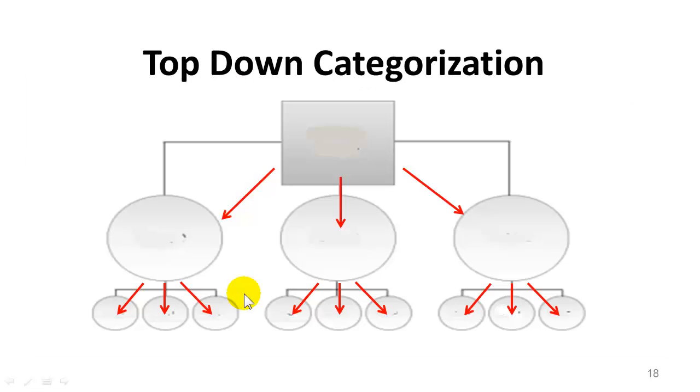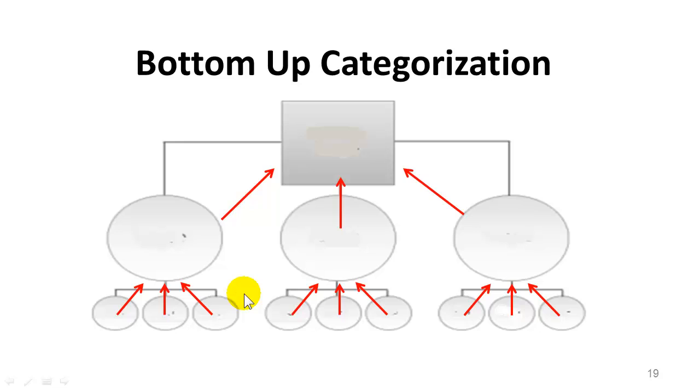So top-down, we start with the main goals and objectives and work our way down. Bottom-up, we start with the functionality as the most important thing.